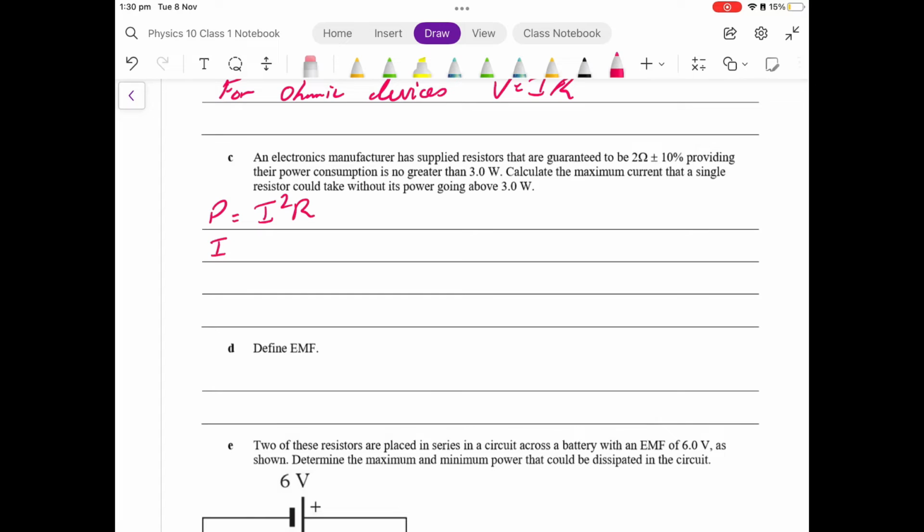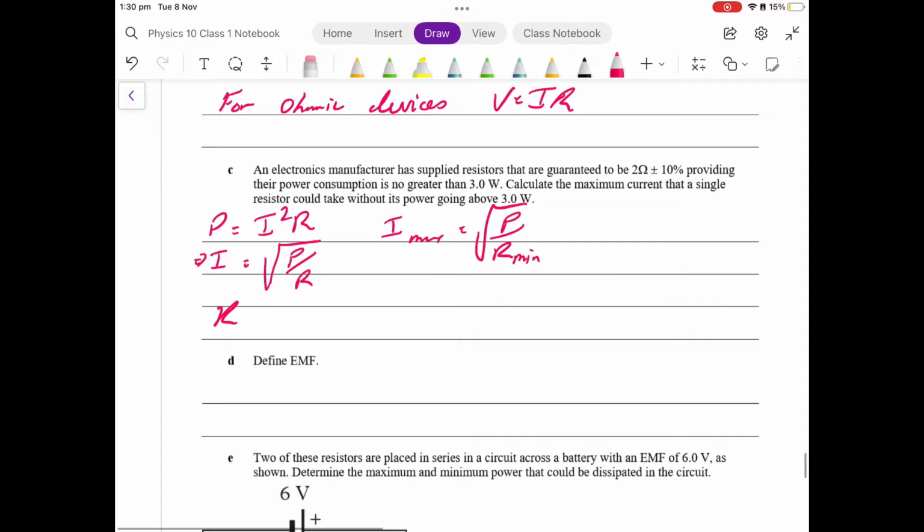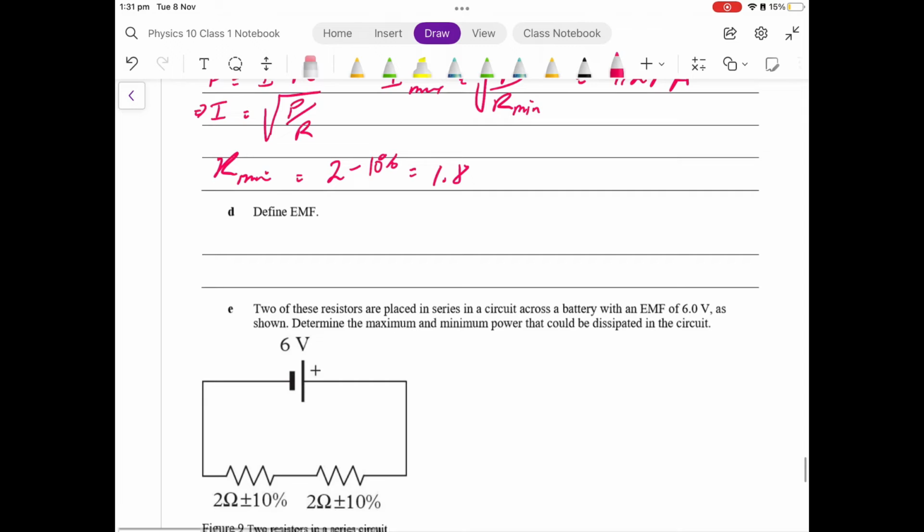resistors, 2 ohms plus or minus 10%, as long as we're within 3 watts. Right, so what we need to do is worry about what's the maximum current, what current will give us 3 watts. And we need to take the worst case scenario of the minimum resistance, which will give us a maximum I max, you see, R min is on the denominator there. So the minimum resistance is 10% less than 2, 1.8. You put that in, we get a maximum current of 1.29 amps.